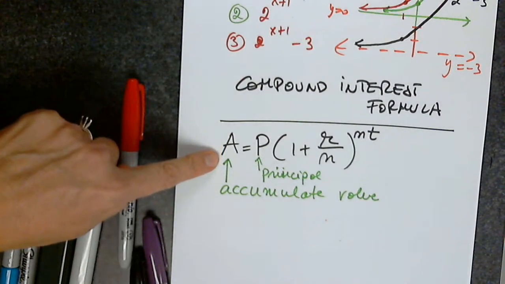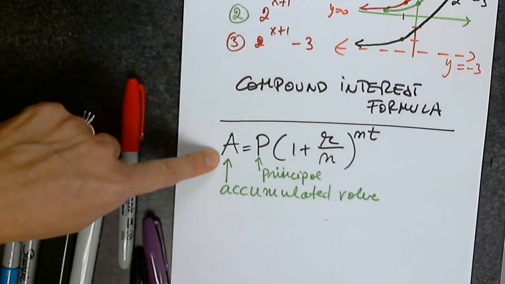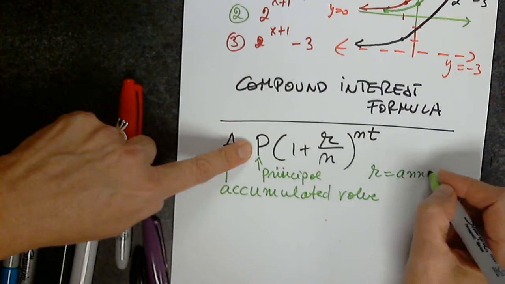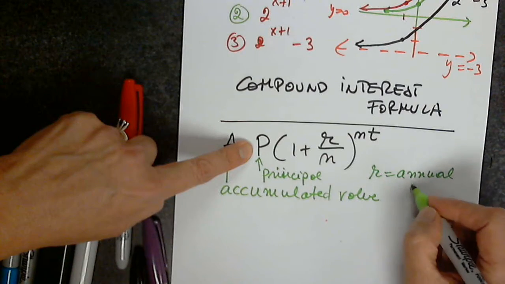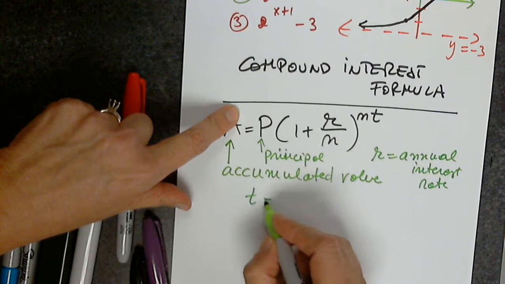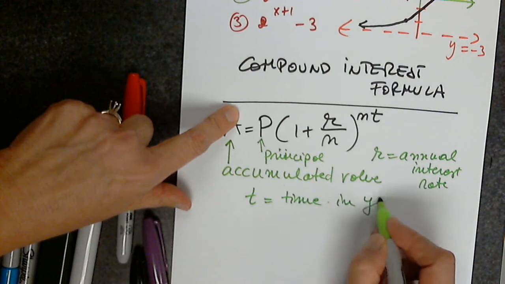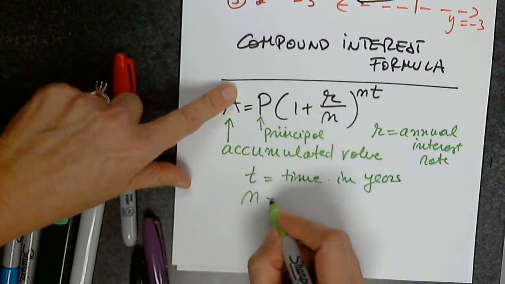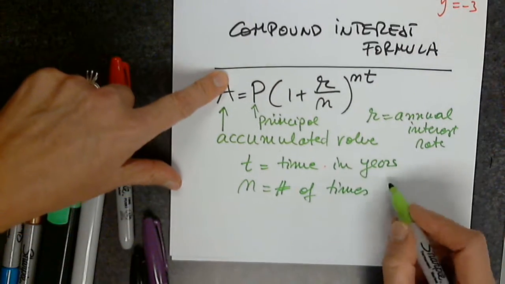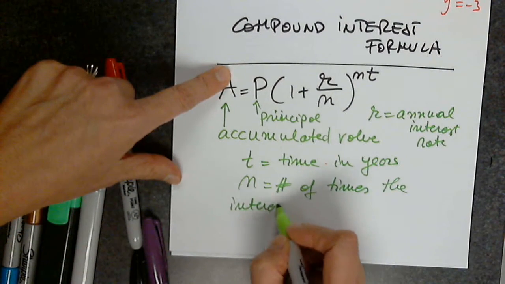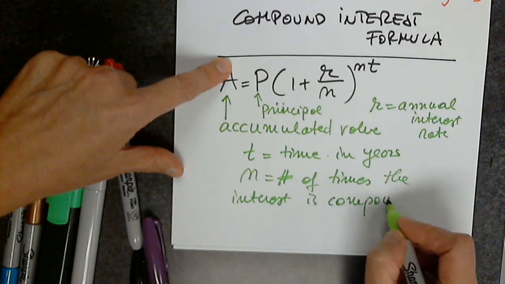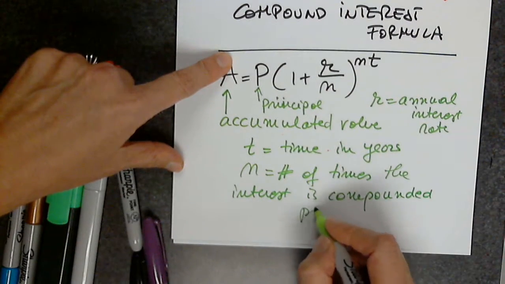Where A is the accumulated value, P is the principal, R is the annual interest rate, T is time in years, and N is the number of times the interest is compounded per year. Recalculated per year.